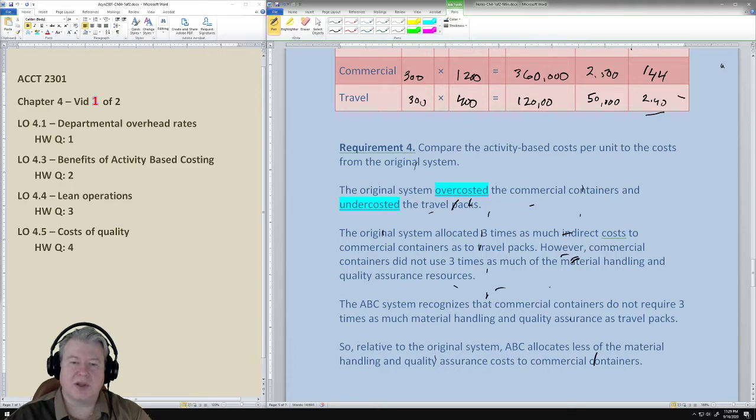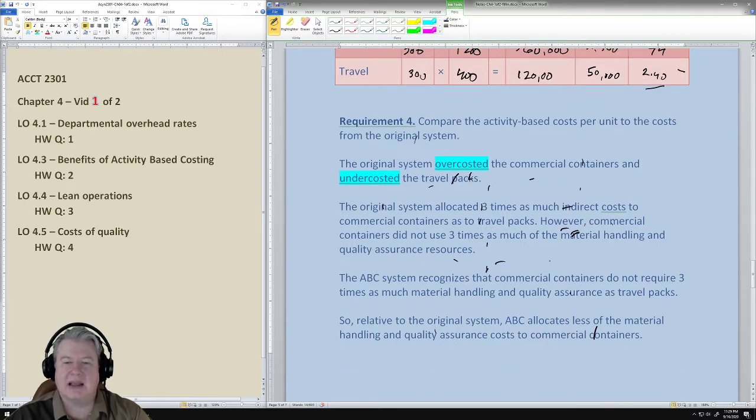So the last part of that question is they're going to ask you to think about what that really means. What are we looking at and what have we learned? It says compare the activity-based costs.